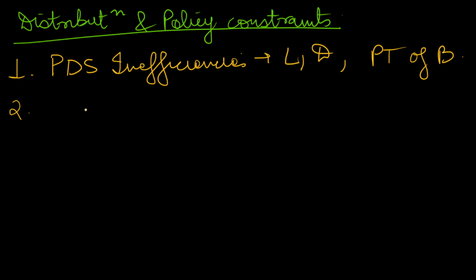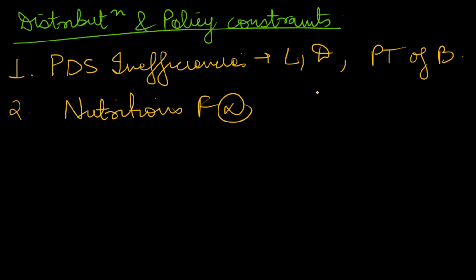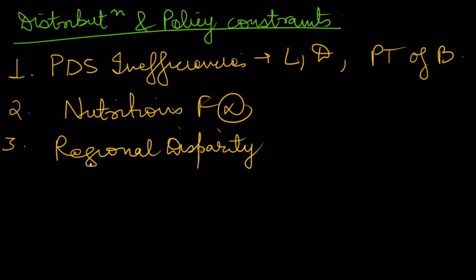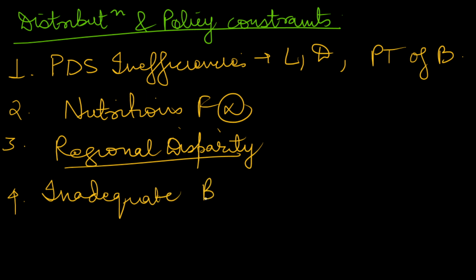There is inadequate coverage of nutritious food. If you see PDS, there is a high dependence on rice and wheat, so diversification to nutritious food is not there. There are regional disparities. Some areas of India are food surplus, but other areas still suffer from hunger. Buffer stocks are also inadequate, especially of non-cereal products such as pulses and edible oils. Still, we are importing a lot of edible oils, so that is another problem.